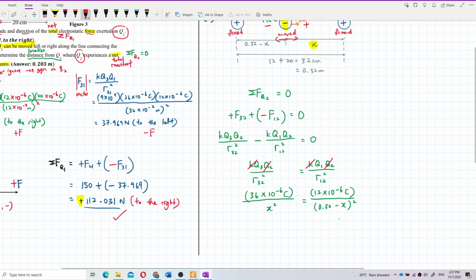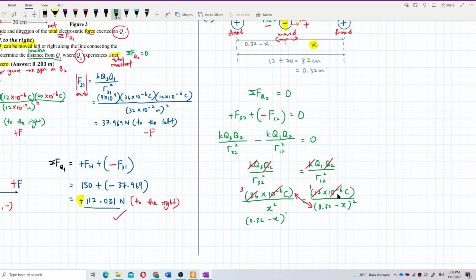Actually, if you look at here, this one 12, this one 36, this one can be cancelled, and then this 12 and 36 become 1, and this one become 3. Okay, and then you can rearrange. This is all mathematics onwards. From here, this one goes to the other side, exchange places.